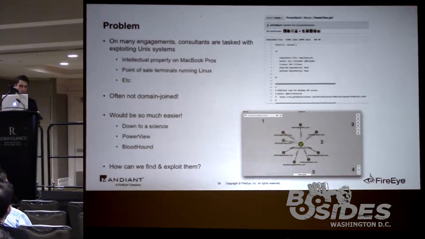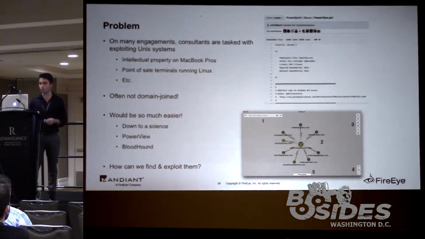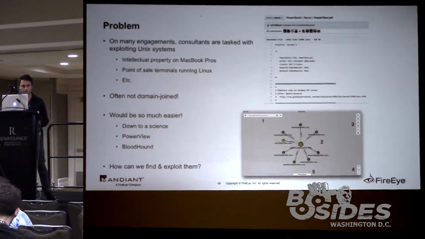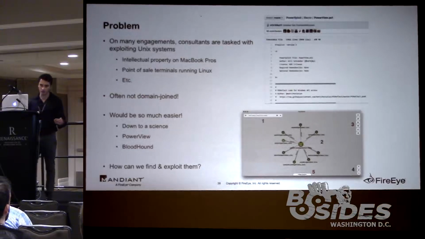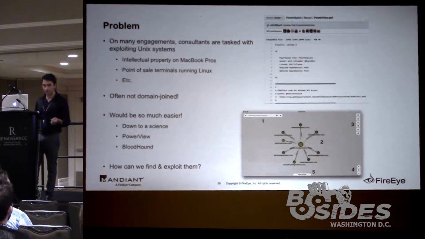If they're domain-joined Windows systems, it's easy to find everything. We have that down to a science. We have PowerView, we have BloodHound. I think both are actually, Will Schroeder has done a great job doing that. But it's well documented how to find Windows systems because Active Directory's job is to tell you where they are. But how do we find Linux and Mac systems?